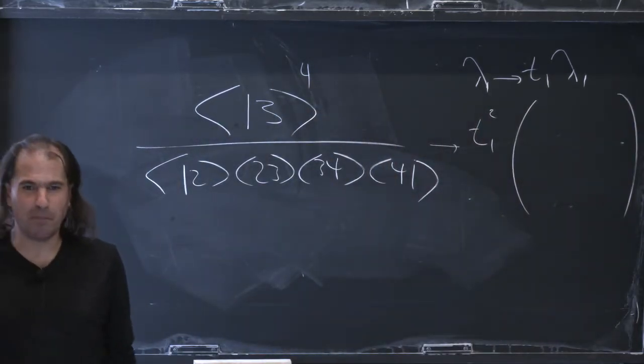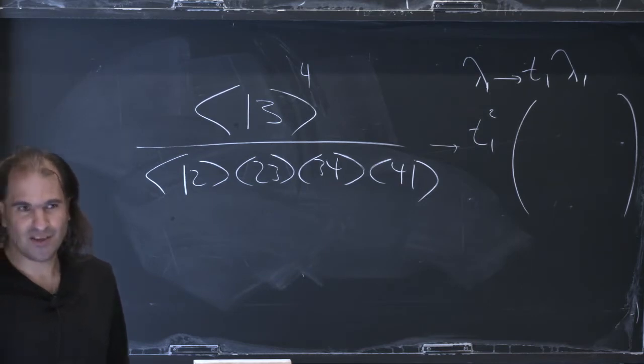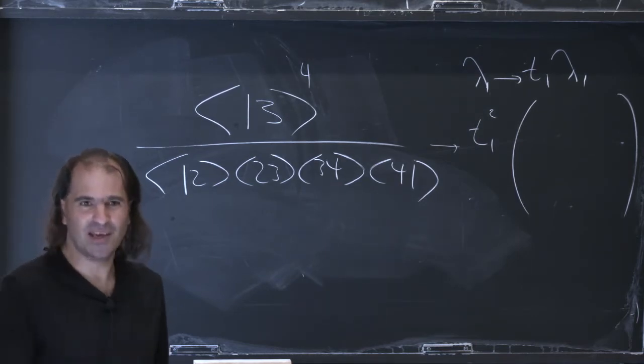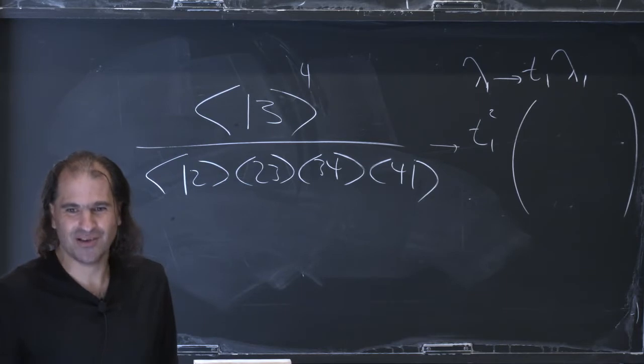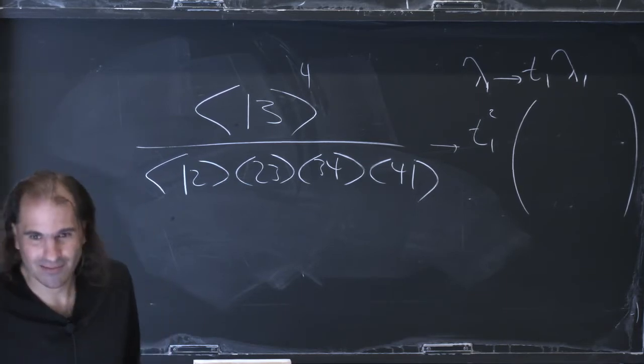So that tells you that particle 1 has a certain helicity. It's a factor of 2 times the helicity of the basic spin-a-half representation. So it has helicity 1.